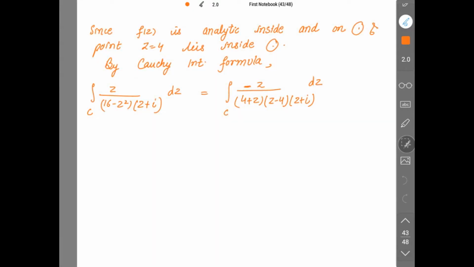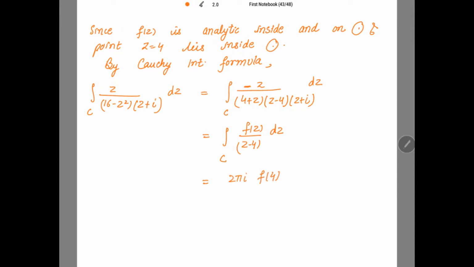Now since the function is analytic inside and the point also lies inside the circle, by Cauchy's first integral formula we are having this, and because my f(z) is equal to minus z over (z plus 4)(z plus iota), I can write f(z) over the remaining z minus 4, which is equal to 2 pi iota f of 4, which comes out to be, just solve this, and you will get minus pi by 17 minus 4 pi iota over 17. That's it.